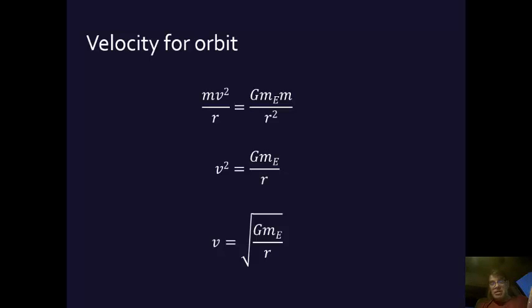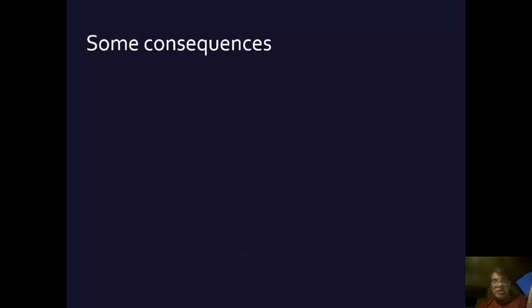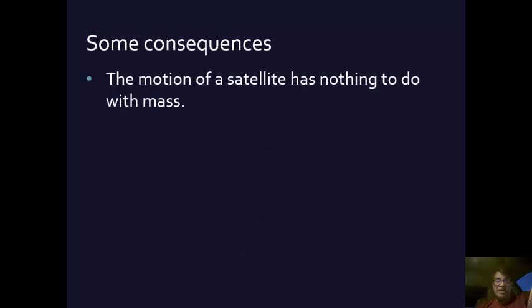That is the velocity that something in orbit needs to have in order to stay in a perfect circular orbit. It doesn't have to use any thrusters. You don't have to correct. It's just going to do it by the basic laws of nature. Okay, so some consequences of this formula, as I've already mentioned: the motion of a satellite has nothing to do with its mass. It doesn't matter whether it's an aircraft carrier or little old me. The velocity is going to be the same regardless.